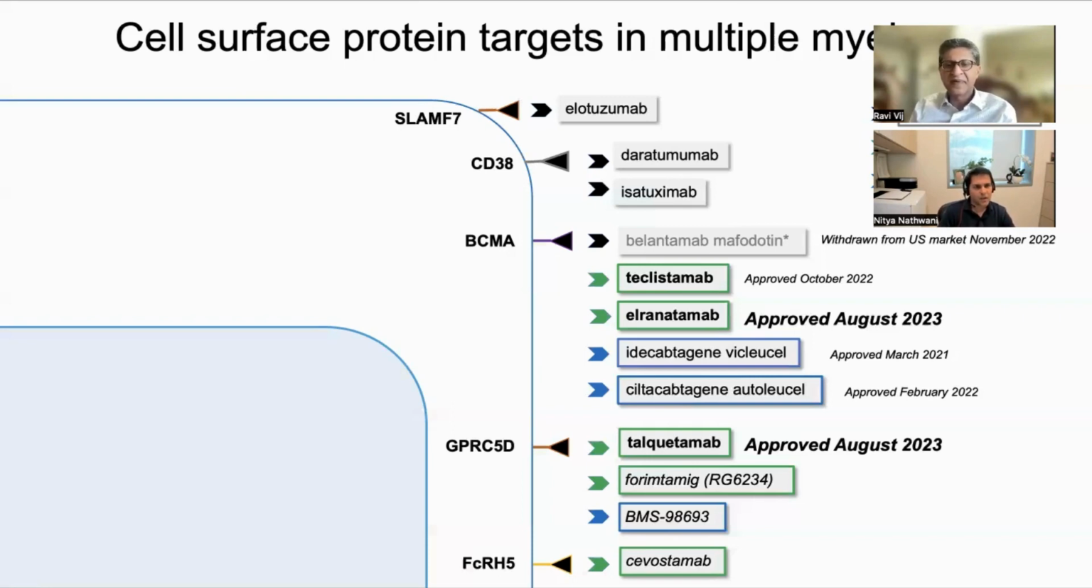And there was talquetamab, which is also a bispecific targeting a different receptor called GPRC5D, and that was approved the same month as elranatamab in August 2023. So obviously we have a number of these compounds, and it's an abundance of riches in some ways. So how do you decide in a patient which one of these to use and in what order?